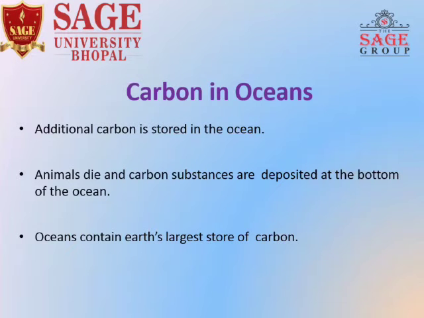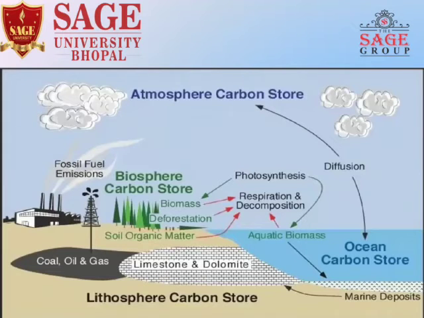Carbon in oceans. Additional carbon is stored in the oceans. Or we can say the ocean contains Earth's largest store of carbon. And what happens when an animal dies? When an animal dies, carbon substances are deposited at the bottom of the ocean. So a large amount of carbon is present in the oceans. This is again the lithosphere carbon store. Here we see most of the carbon is released from fossil fuel emissions, and also carbon is released from the oceans' carbon stores.